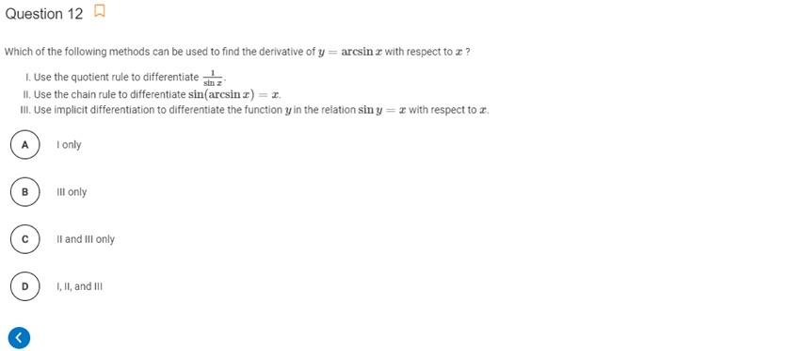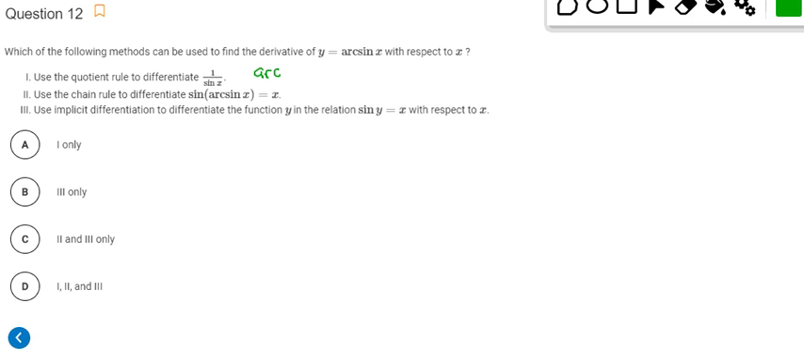All right, number 12. I just want to point out, first of all, that arc sine x equals inverse sine x, but does not equal 1 over sine x. So we can rule out this one right here.